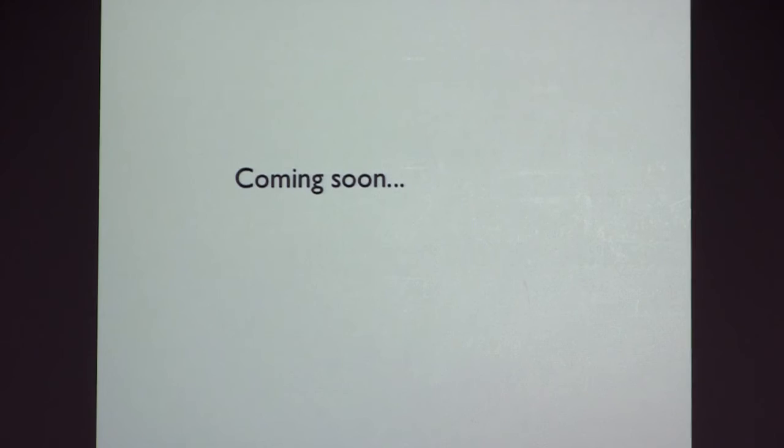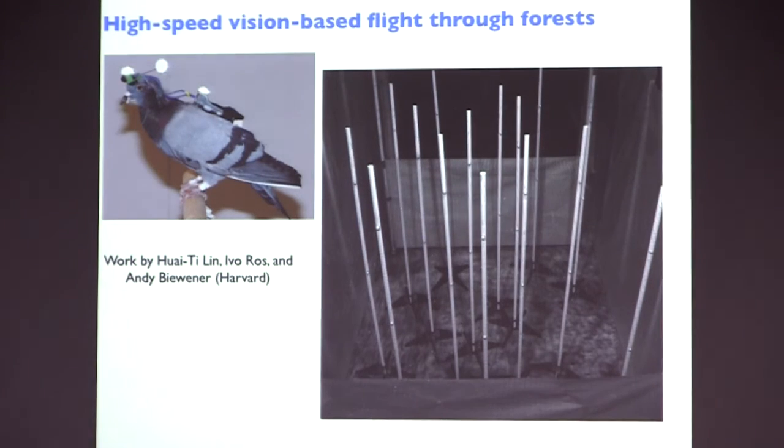So I want to just end with some fun videos of what's coming next. This project we're working on is trying to do high-speed vision-based flight control through the forest. And we have this awesome collaborator at Harvard, Andy Biewener. Some of you might know him. He got the project started by taking pigeons, sticking motion capture markers on their head and their back, and putting a camera on their head. Birds don't saccade with their eyes, they saccade with their head, so if you know where their head's pointed, you know where they're looking. And he flies them through these PVC forests, okay?